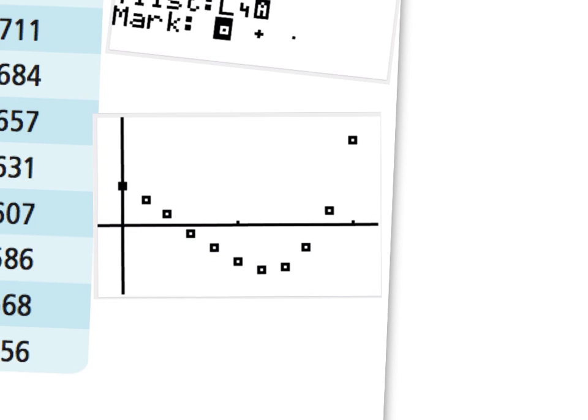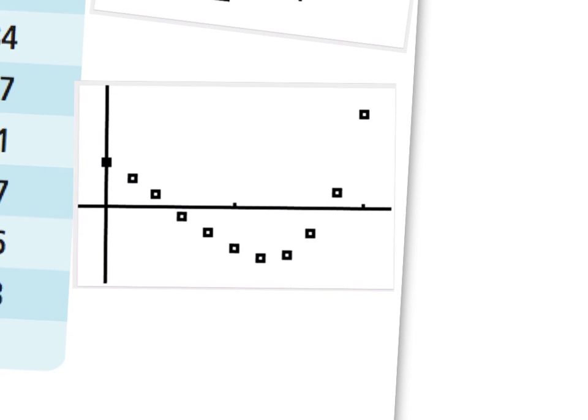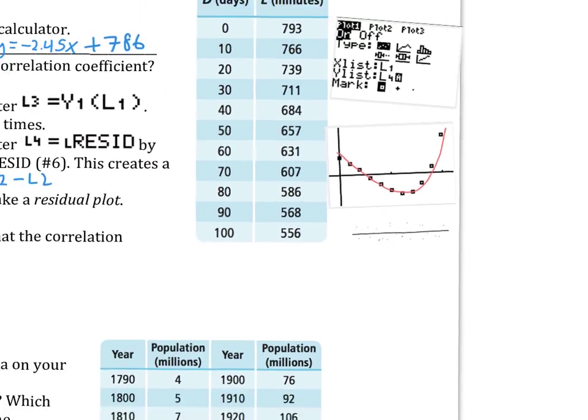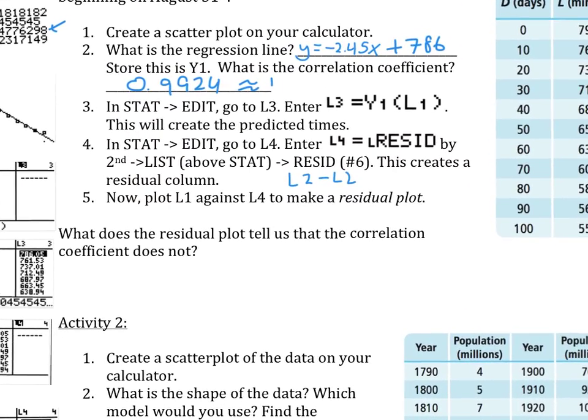However, remember what we wanted. If this is my x-axis, I wanted to see a nice little cloud of data all hovering in the same region and very close to the x-axis. Here, because there is a distinct pattern to the error, because that's what residual is, error, this shows that although the model is a good fit, it is not the best model.